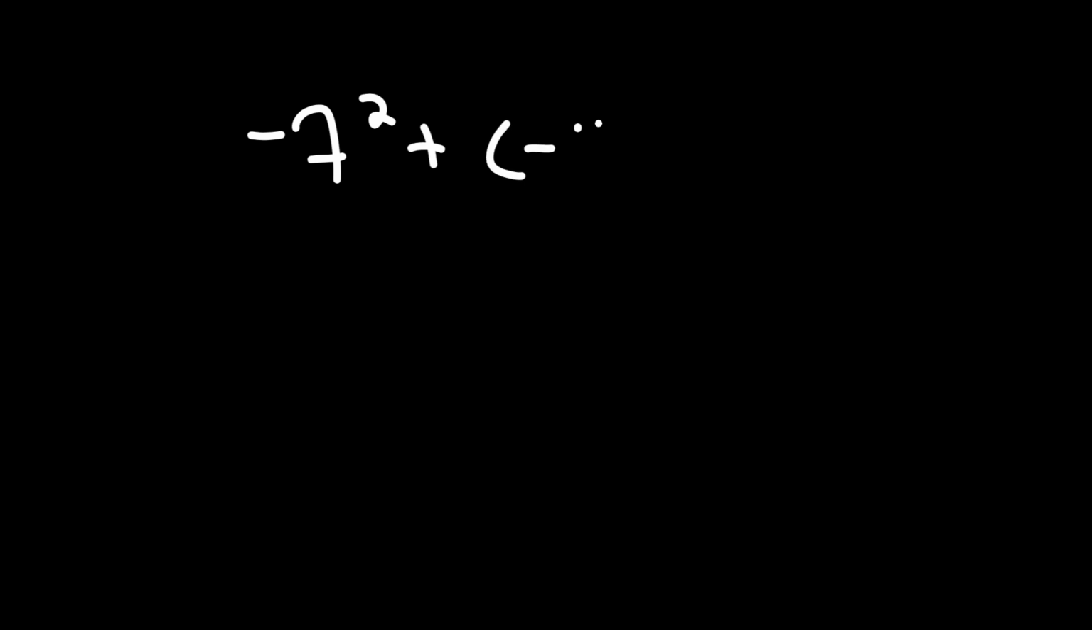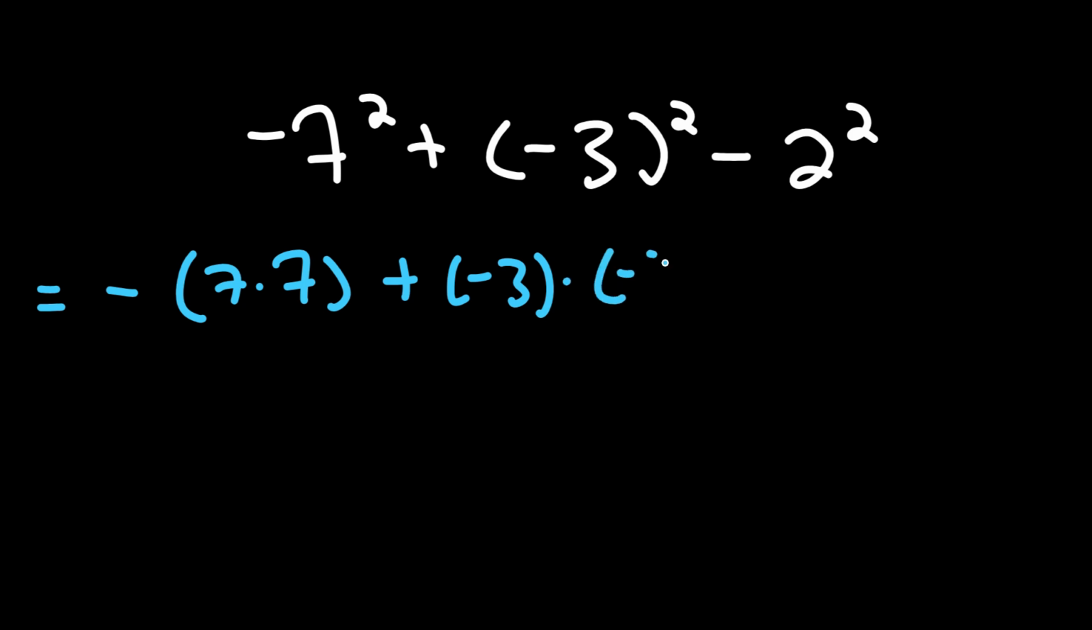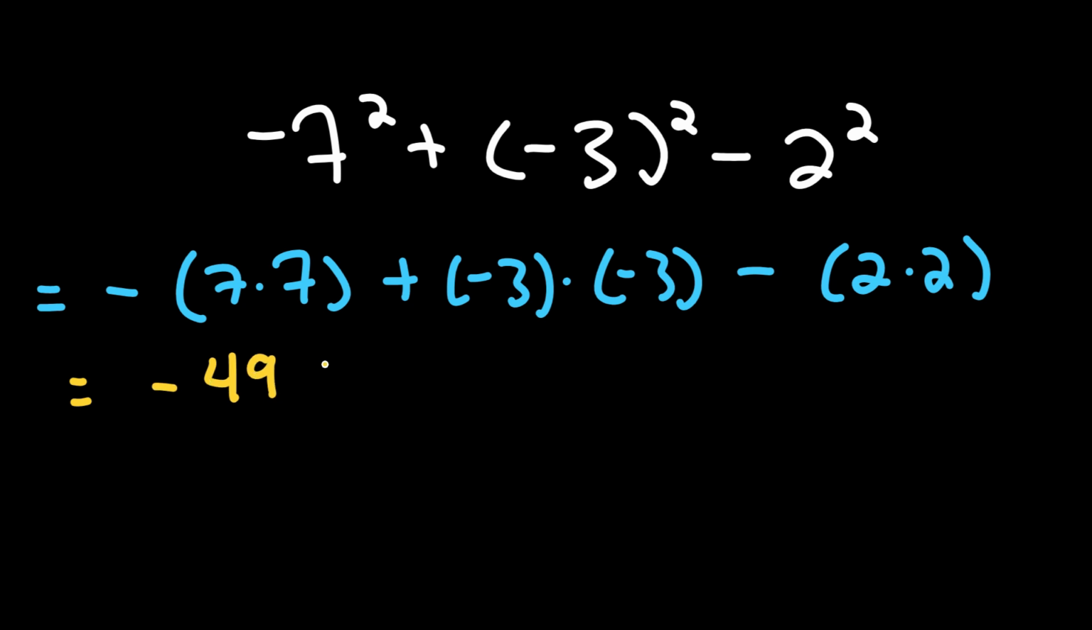Negative 7 squared plus (negative 3) squared, minus 2 squared. Alright, so the first step, look at the negative 7 squared. No parentheses, so we will exclude the negative sign. Negative 3 times negative 3, and we will exclude the negative sign for 2 times 2. Now let's multiply 7 times 7, that's 49. Don't forget the negative. Positive times a positive, that's positive 9, and 2 times 2 is 4.